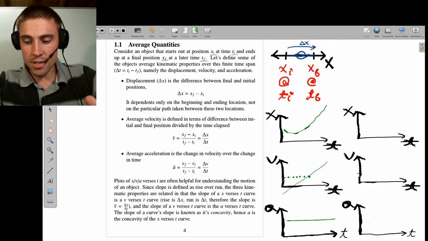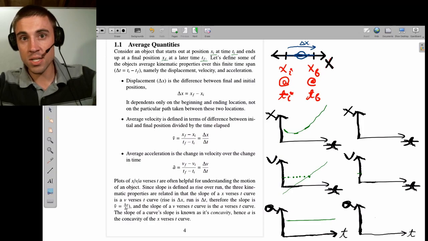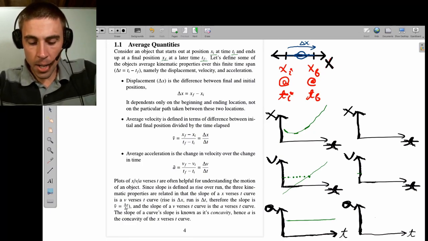And that has implications for the way to relate different kinematic plots as well. Plots or graphs of position, velocity, and acceleration versus time are often helpful for understanding the motion of objects as they move. It's really important that you're able to interpret these graphs, to look at them and be able to say, here's the point at which it's stopped, here's the point at which it's accelerating, here's the point at which its acceleration is maximum, that kind of thing.